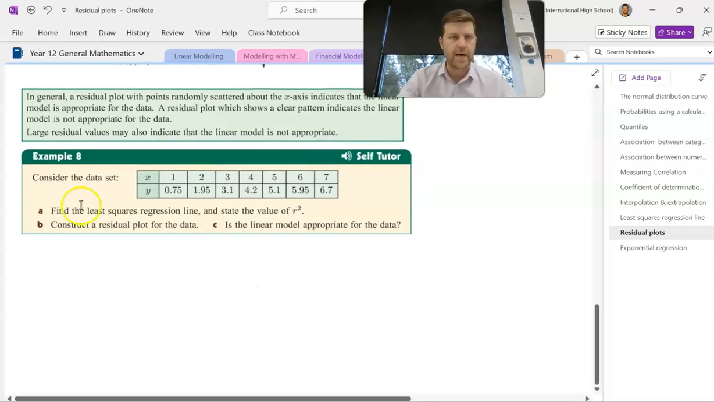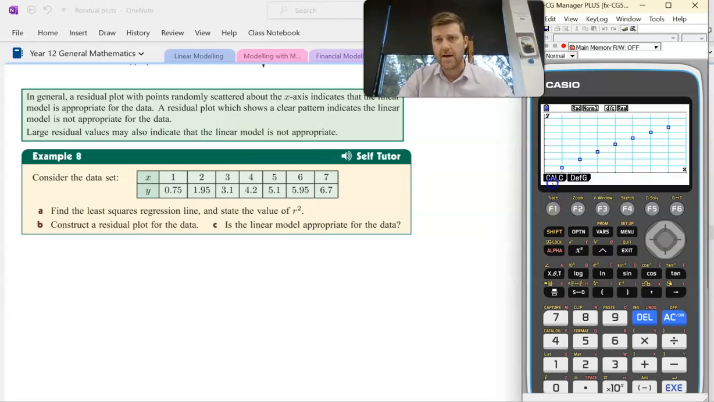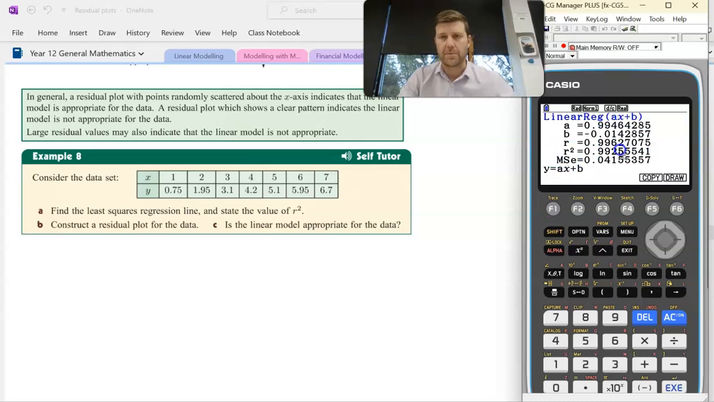So here is a set of data. It says find the least squares regression line and state the value of R squared. In my graphics calculator, in list 1, I've put all those x variables, the explanatory variables. In list 2, I've put all those y, or response, variables. I'm going to draw that scatter plot, which looks like that. Then to calculate the equation of the regression line and the value of R squared, press calc, ax plus b, and here are the values that I'm interested in.